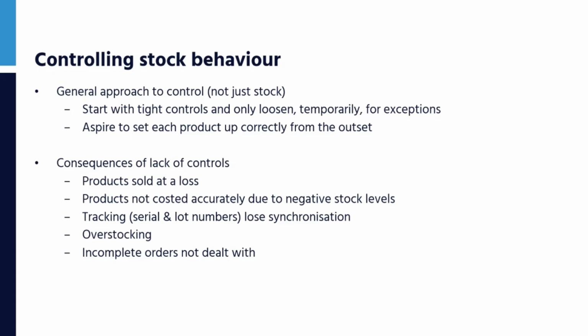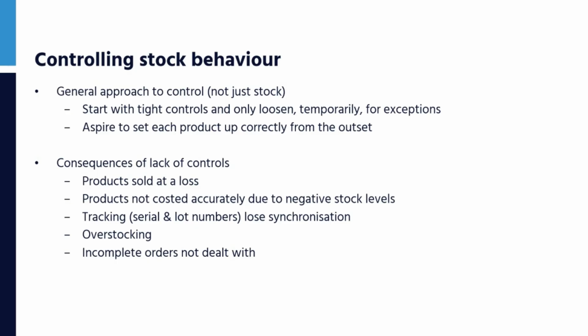And the consequences of lack of controls: we see sometimes products are sold at a loss, and we'll talk about that through the scenarios as well. If you don't cost your stock accurately, or if you allow your stock to go into negative stock levels, that has ramifications for the accuracy of the costing of your stock, particularly when you are in that negative stock setting. And it does some quirky things, with good reasoning, as you come back through the zero quantity, zero value back through to positive stock. We'll talk a little bit about that as well.